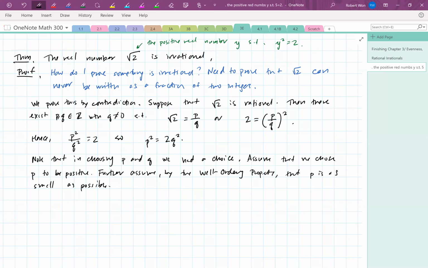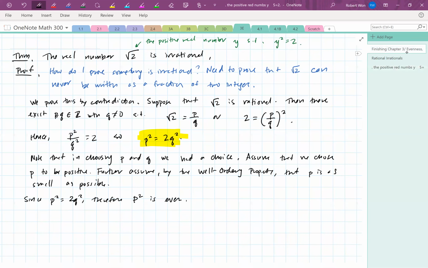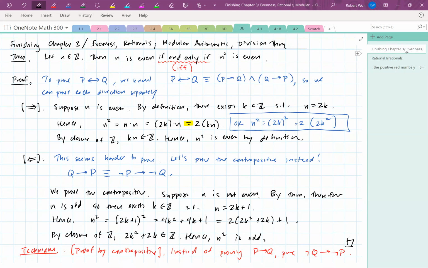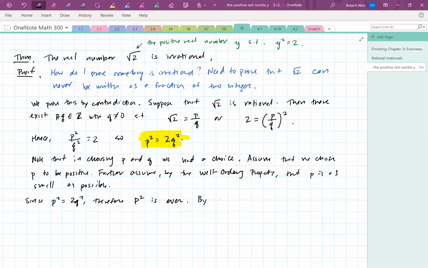Okay, so this is a little bit technical. This is not obvious, but as you're reading this proof, you just think, okay, I'm going to write root 2 as a fraction with the smallest positive numerator possible. Now, since p squared equals 2q squared, one thing we know about p squared is that p squared is even. Since p squared equals 2q squared, therefore p squared is even. But that means that p is even by the first theorem we proved today: if n squared is even, then n is even. Therefore, p is even.